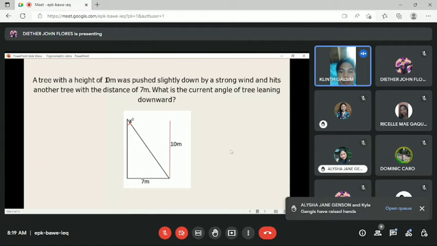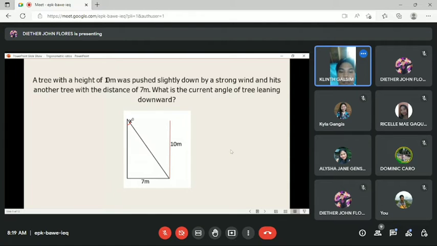Okay, Elisha. I think it is the cotangent B equals adjacent over opposite, sir. Okay, that's very good. That's right, very good. So we use the cotangent is equal to adjacent over opposite.